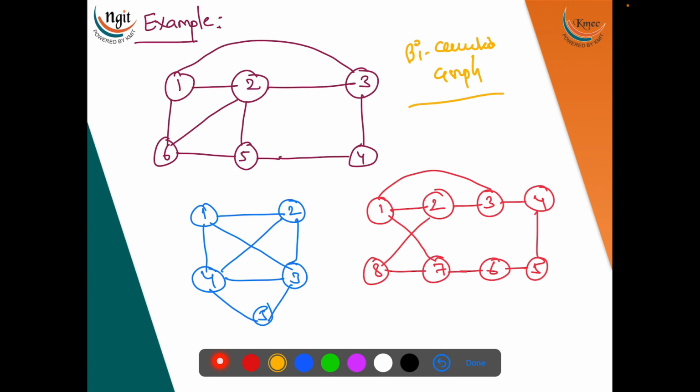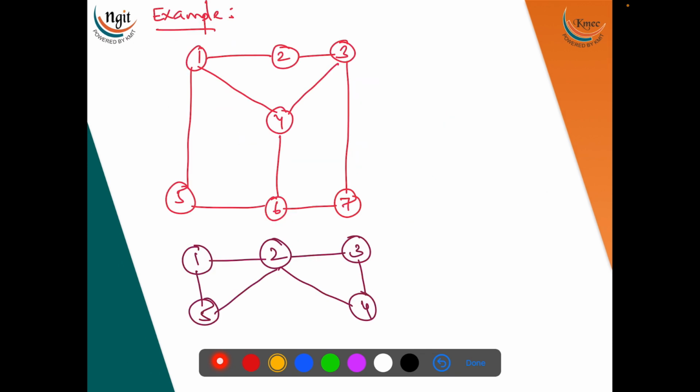A graph G is biconnected if and only if it contains no articulation point. Did you find any articulation point? If I delete this vertex, still this vertex is connected with 1. If I delete this vertex, still it is connected with 4. So deleting any vertex in this graph will not affect the other vertices. So this has no articulation point. If you see this one, no articulation point.